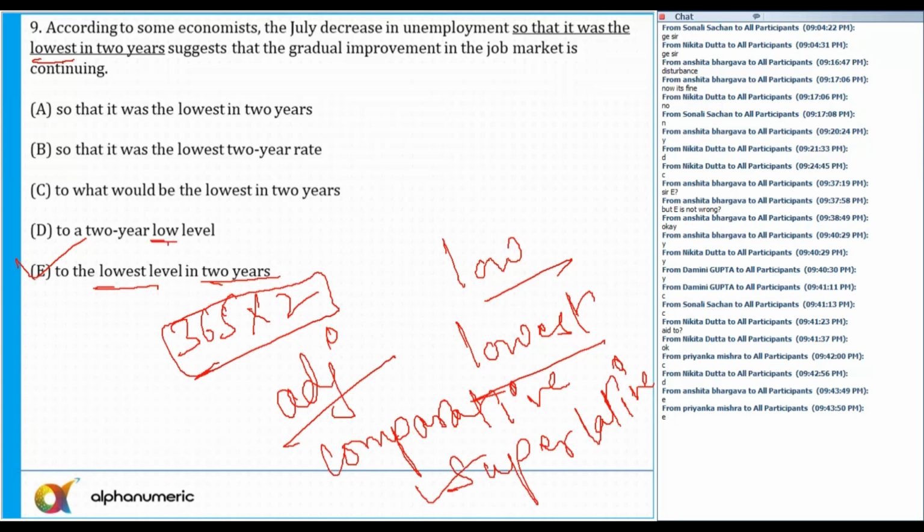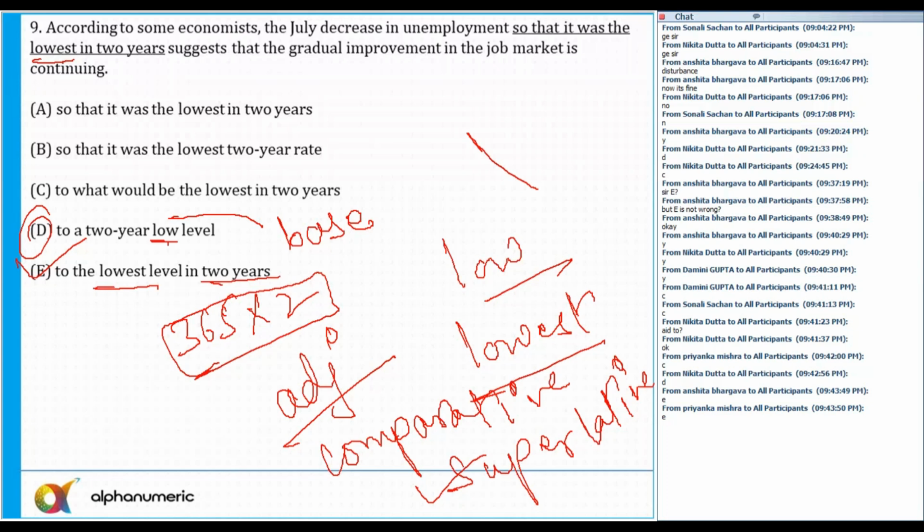Whereas if you simply use the word low, it is just an adjective. It is the base form of the adjective. The base form of the adjective does not show any comparison. That means you are just trying to say that 2 साल में ये low हुआ है. That's it. The meaning changes substantially. In number D, the meaning is that in 2 years it has become low.